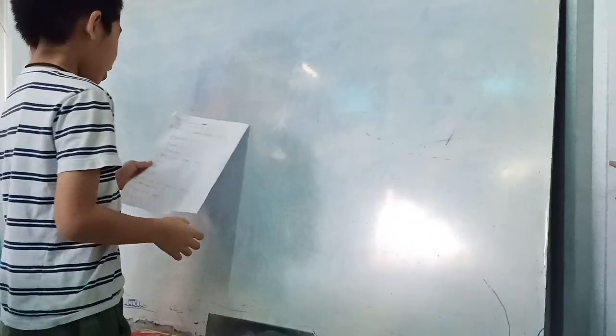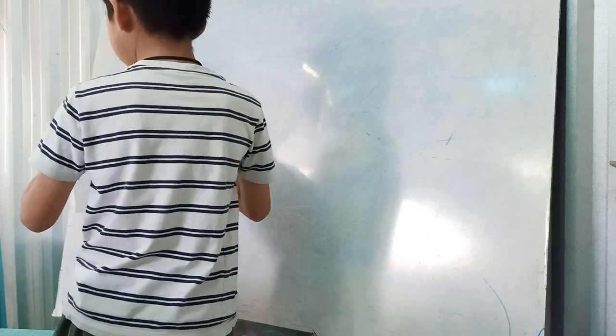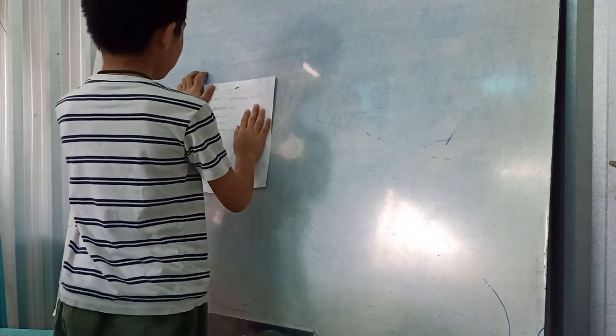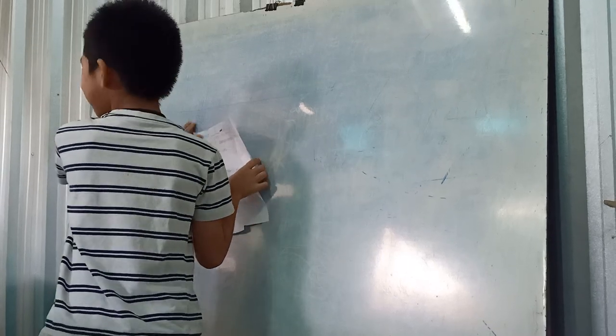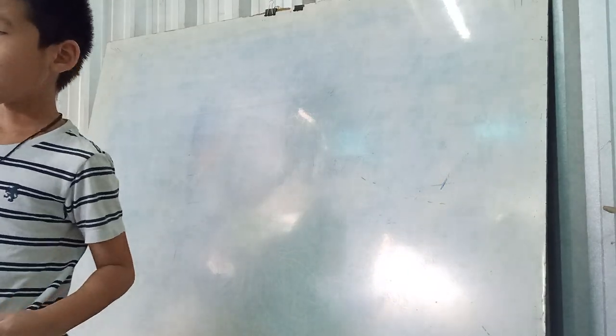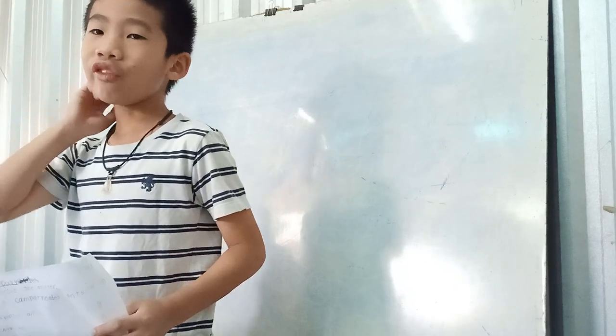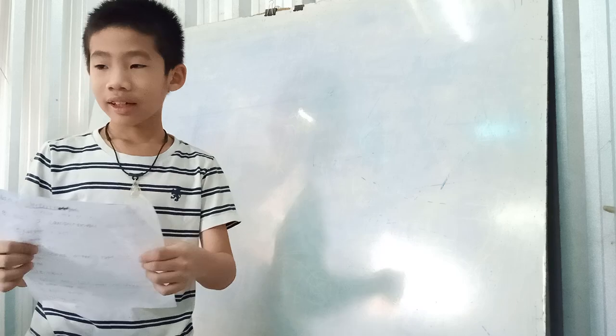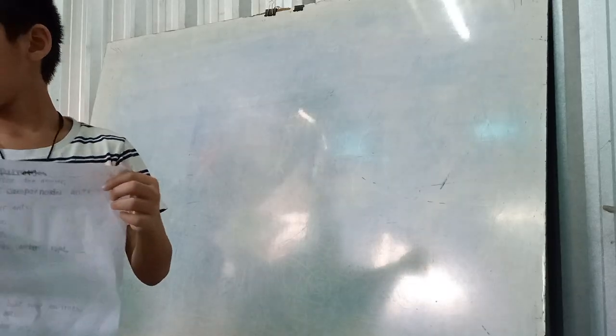You should look at the board. I will give this example. Number one, carpenter ants. Number two, corn ants. And number three, some ants. What is Camponotus ants? I guess carpenter ants.